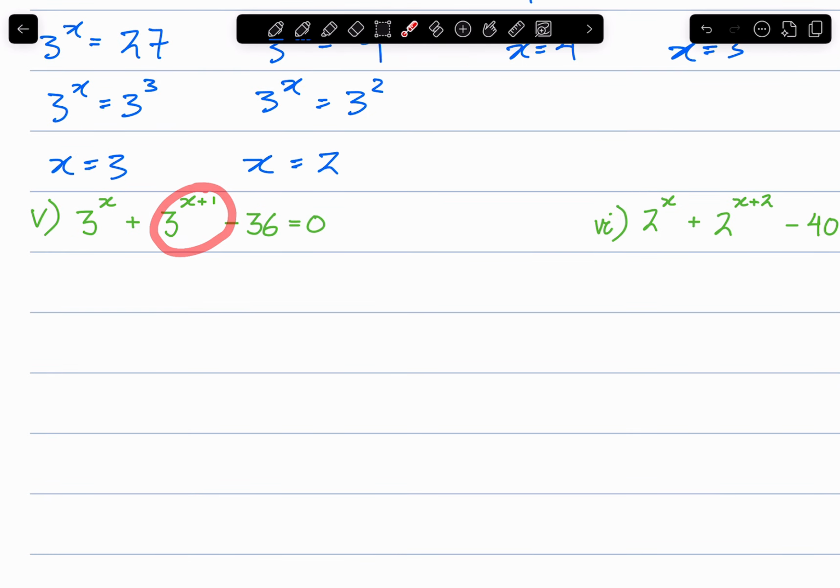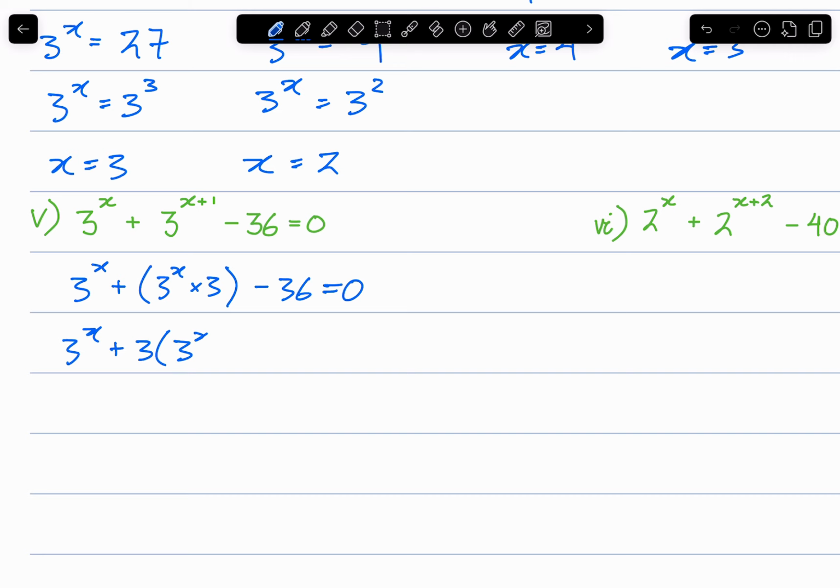it's this one here. First, like in the previous, this can become 3 to the power of x plus, now this is going to be written as 3 to the power of x times 3 to the power of 1, or just times 3, minus 36 equals 0. Now I'm going to write this as 3 to the power of x plus 3 lots of 3 to the power of x.